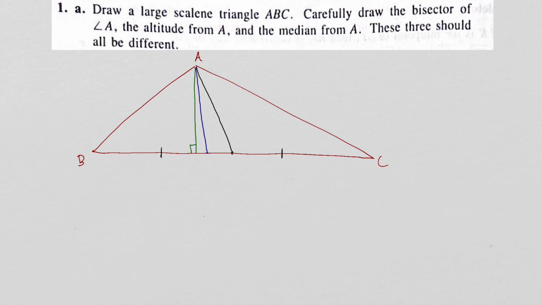So again, the bisector of angle A is drawn in blue. It's a line that cuts this angle in exactly two equal parts. The altitude comes out from here and it hits the other side at a right angle. That's called the altitude. And finally, the median will hit this at the midpoint between this and this. So this distance is congruent with this distance.